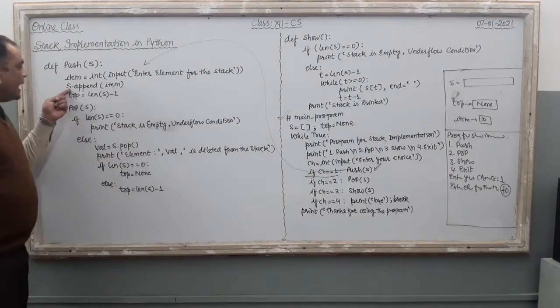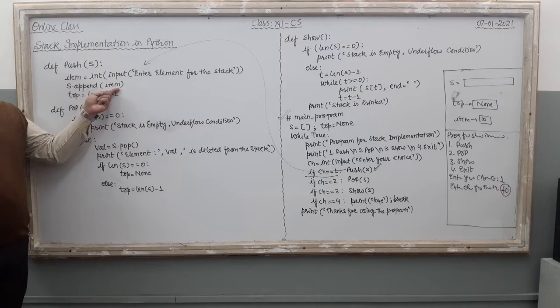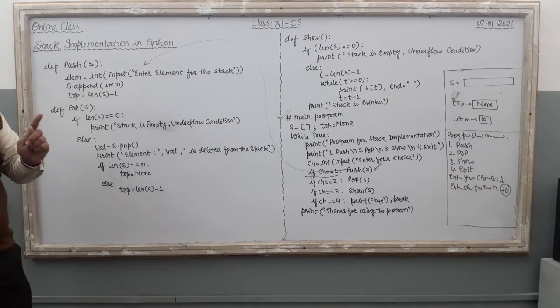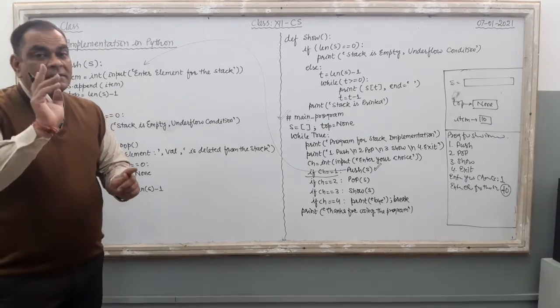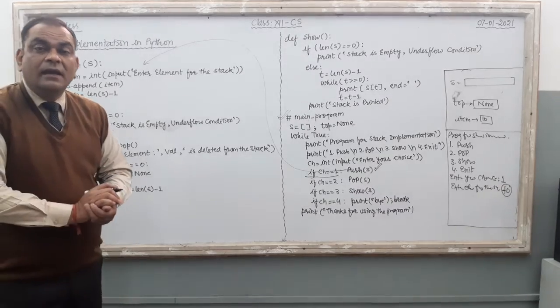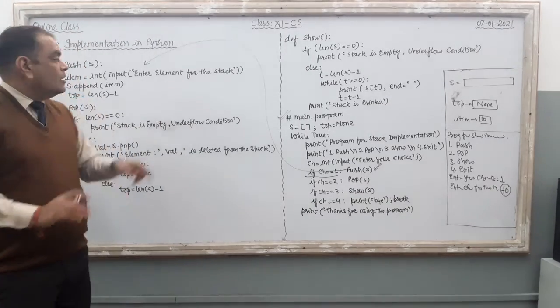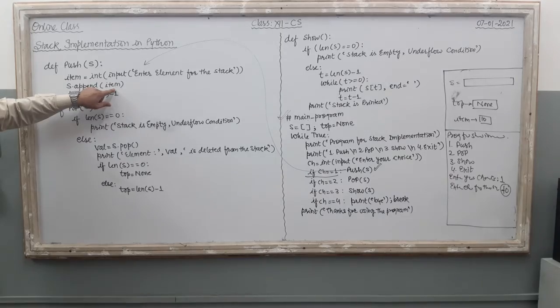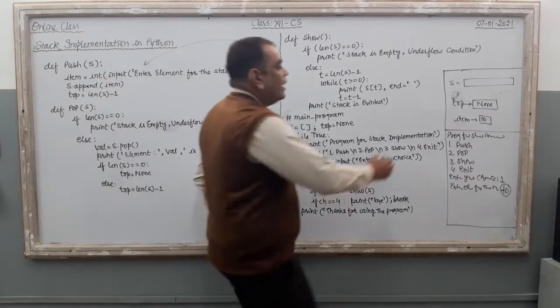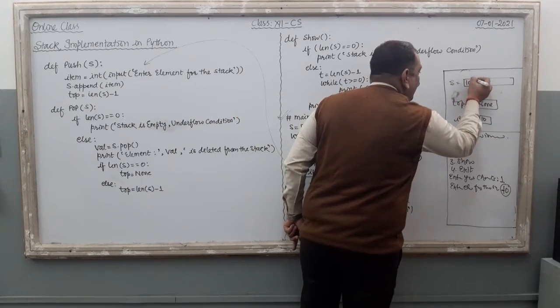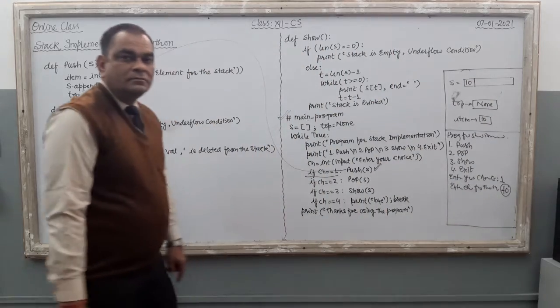Right? Now, s dot append item. Append is a function by which you can insert single elements in your stack. Right? So s dot append item, where item is 10. S dot append means the 10 is available in the stack now.